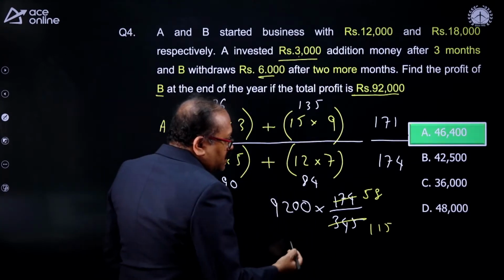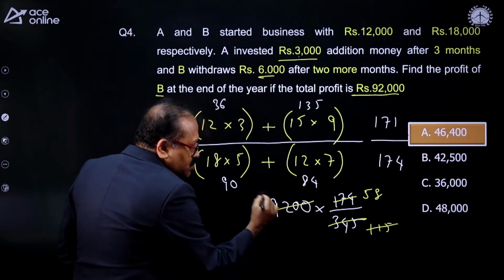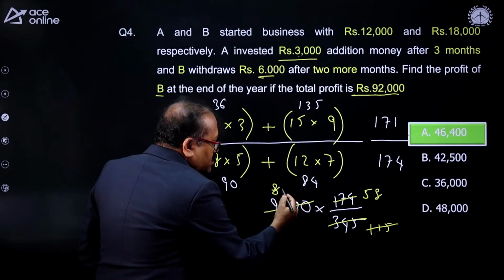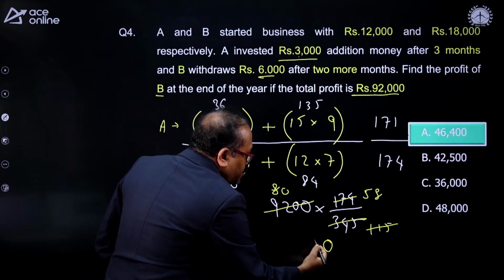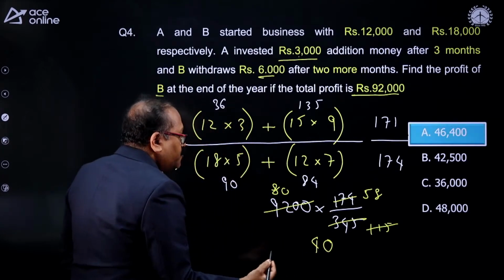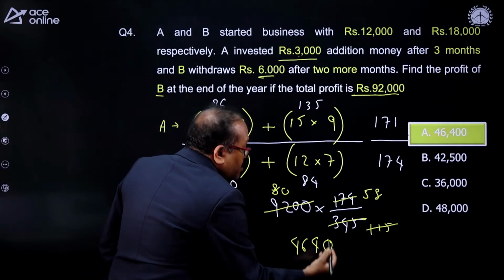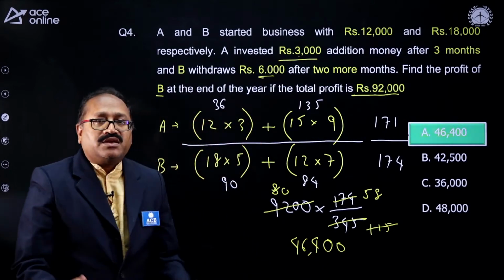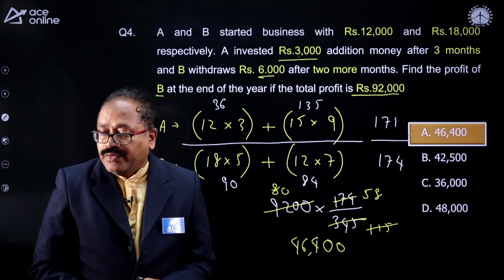And I notice that further it's getting cancelled by this number, this one. So I can take how many times? 8 times. So this is 80. 80 into 58, that's 0. And 8 8s are 64, carry 6, 8 5s are 40, plus 6 is 46. One more 0 is there. So therefore my answer should be 46,400.